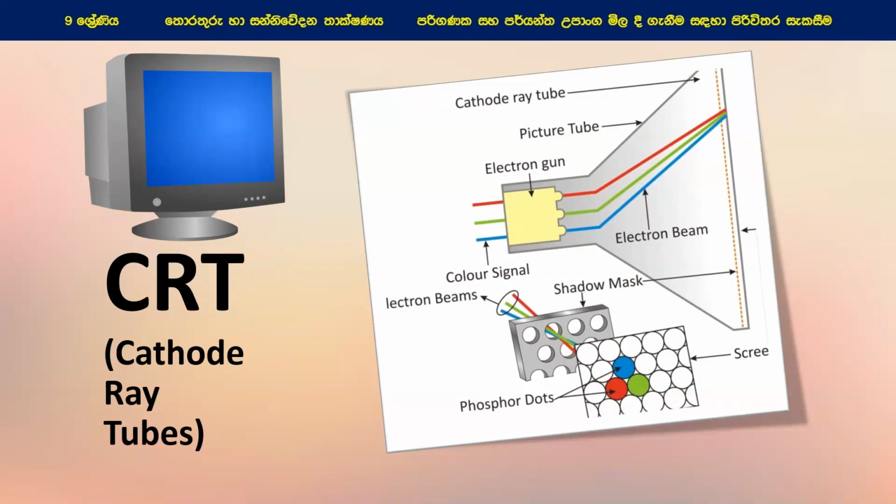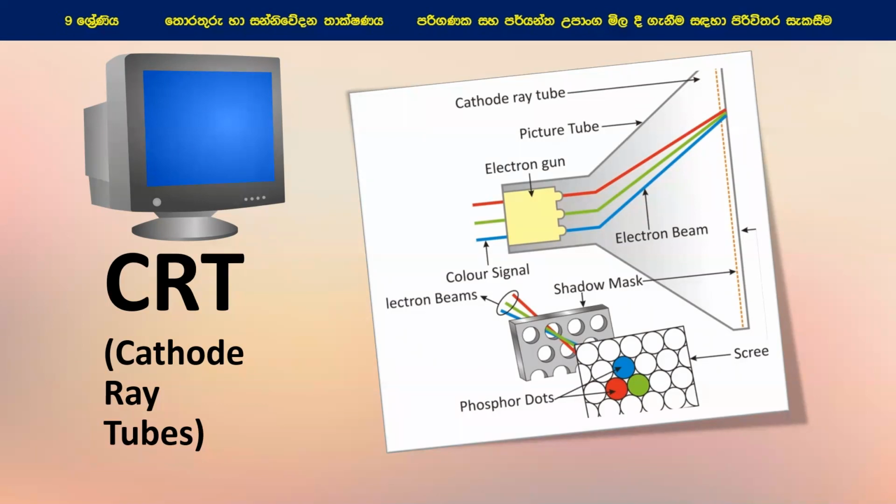So where we can see a very small light spot on the screen when the electron beams touch the screen at the back, right? When they hit from behind, we see a small light spot in front. Likewise, there are millions of light spots combining together to form a picture in front of our screen, right? So that is how the CRT works, right?